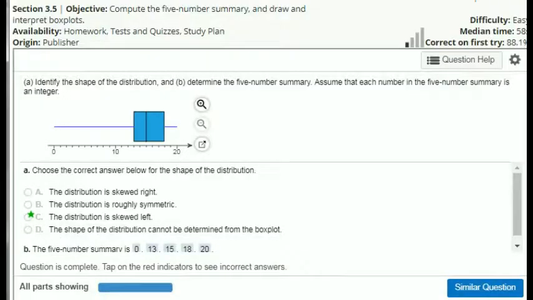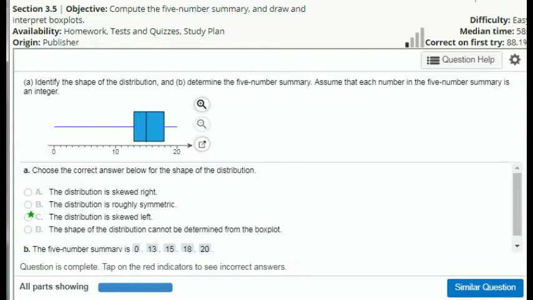This video should help you with the Boxplot homework, which is section 3.5. So, beginning with the homework, looking at the first question, notice it asks us to identify the shape of the distribution, part A, and part B, determine the 5-number summary. Let's just focus in on the first part.